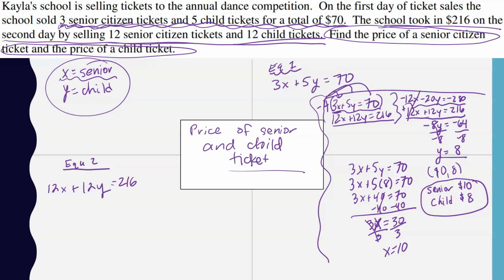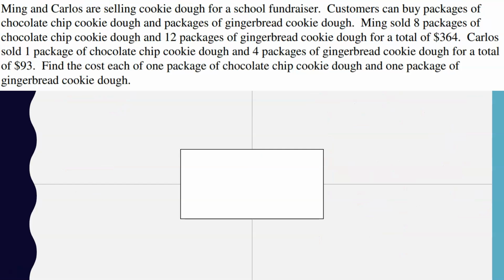Let's do one more example just so that we can continue to practice writing equations and also see elimination one more time. This time it says Mimi and Carlos are selling cookie dough for a school fundraiser.